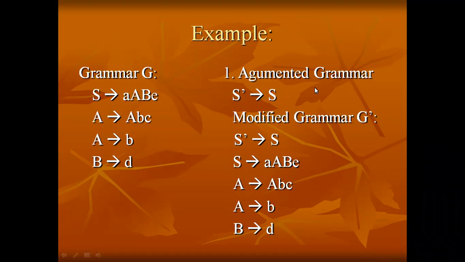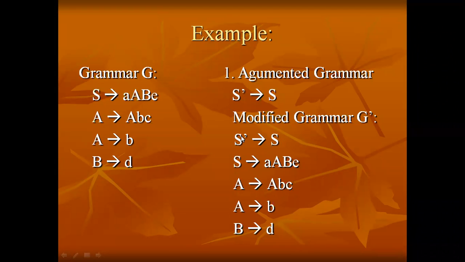What is step number 1? Initially, we need to form the augmented grammar, right? From the given grammar, what is the starting symbol of the given grammar? S. And so here the augmented grammar is S dash tends to S. After writing a new additional rule like this, S dash tends to S, now the grammar becomes a modified grammar, G dash.